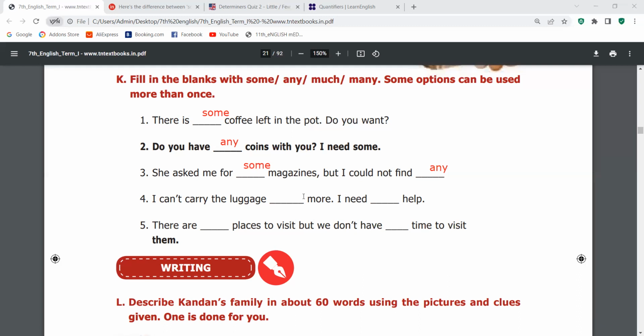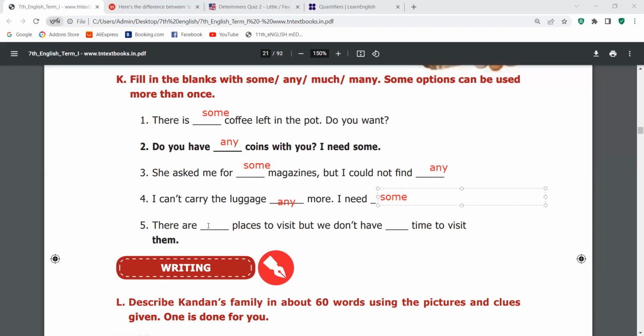I can't carry the luggage dash more. I need dash help. I can't carry the luggage anymore. I need some help.